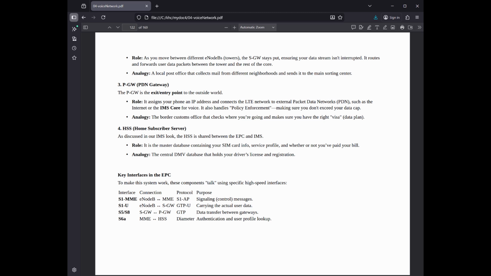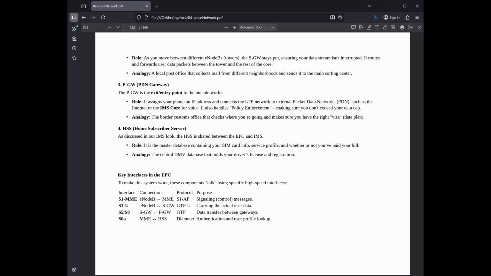3. PGW, PDN Gateway. The PGW is the exit/entry point to the outside world. Role: it assigns your phone an IP address and connects the LTE network to external packet data networks, PDN, such as the Internet or the IMS core for voice. It also handles policy enforcement, making sure you don't exceed your data cap. Analogy: the border customs office that checks where you're going and makes sure you have the right visa, data plan.